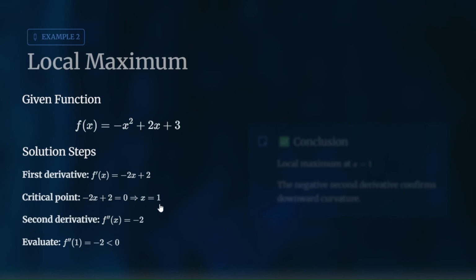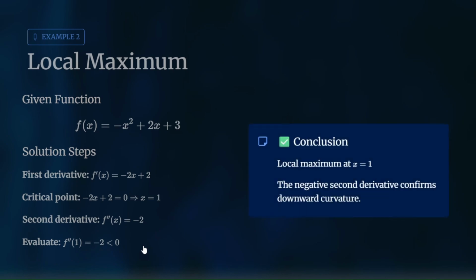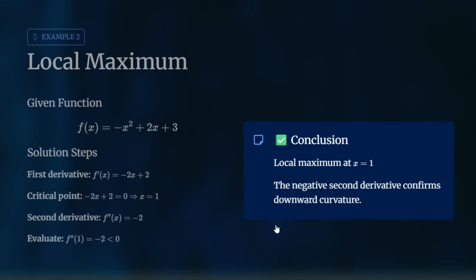Then we can find the second derivative. The derivative of negative 2x is negative 2, and the derivative of 2 is 0. So our second derivative, f double prime of x, is equal to negative 2. So since it's negative, and it's always negative, we know that the point x equals 1 is a local maximum. That is, the negative second derivative confirms downward curvature.